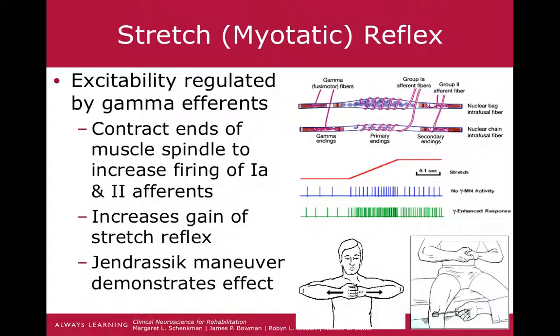Now, excitability of the stretch reflex is regulated by gamma efferents, contraction of the ends of the intrafusal fibers of the muscle spindle to increase the firing of 1A and 1B afferents, which increases the gain of the stretch reflex. You can produce this by a procedure known as the Jendrassik maneuver, which involves pulling clasped hands apart as hard as you can to increase the tendon tap of the lower extremities.